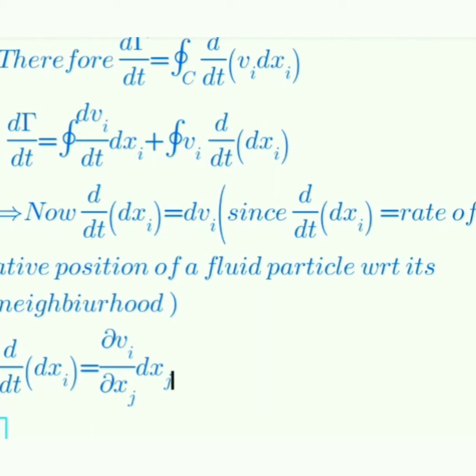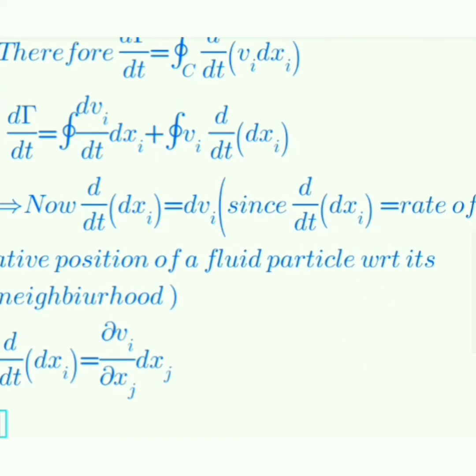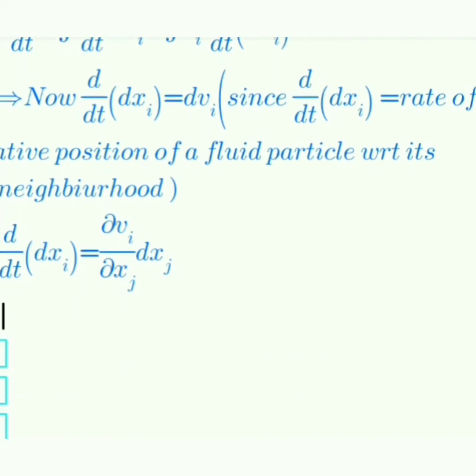And now friends, whatever you see, we see that d/dt of dxi. Now we use Euler. Now we can write this way: d gamma by dt equals, putting in the value of dVi.